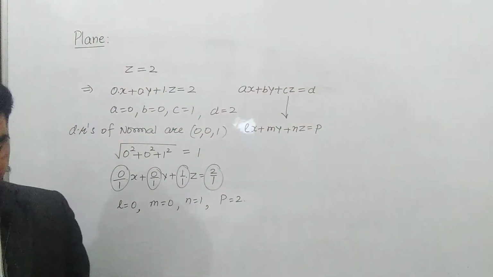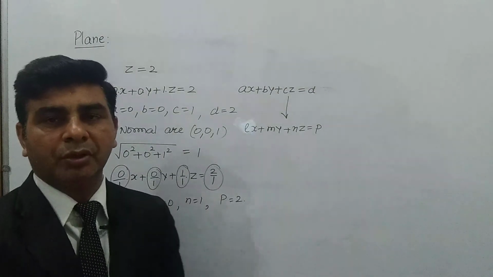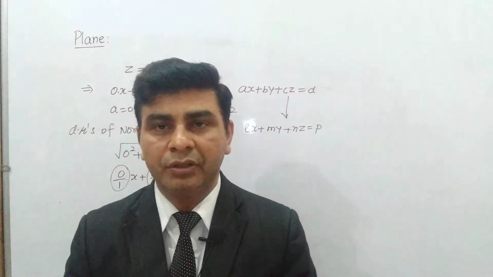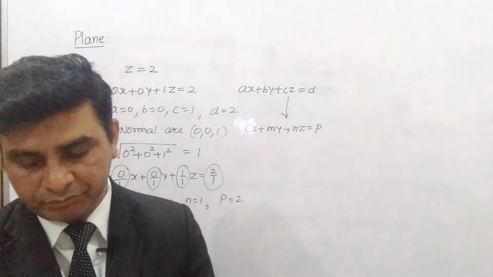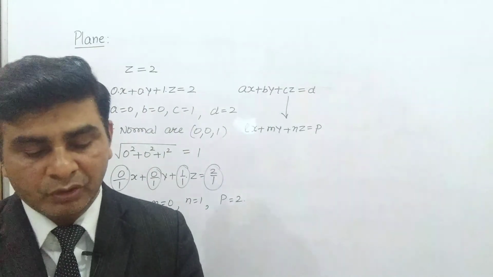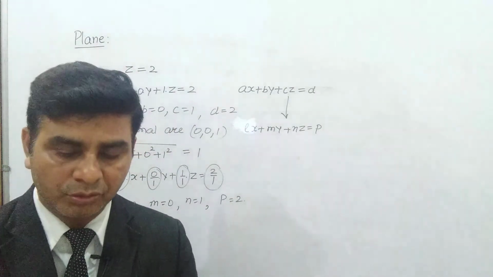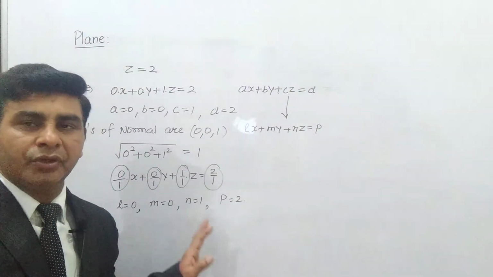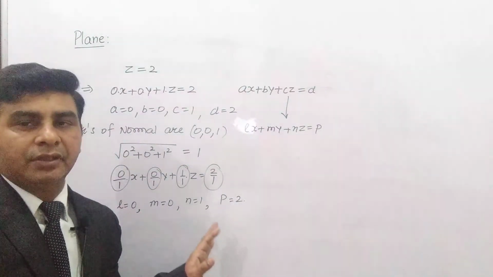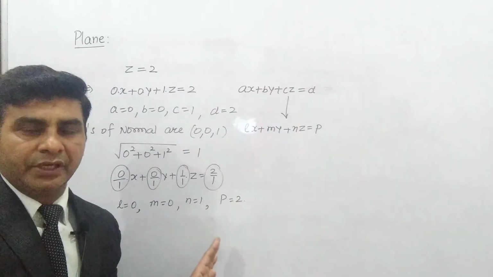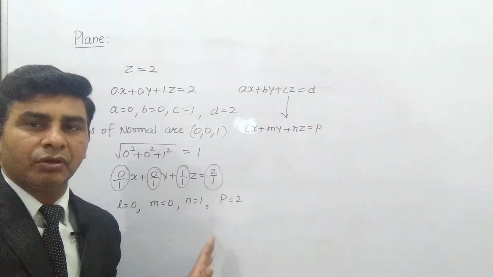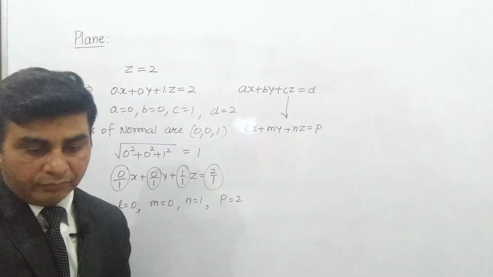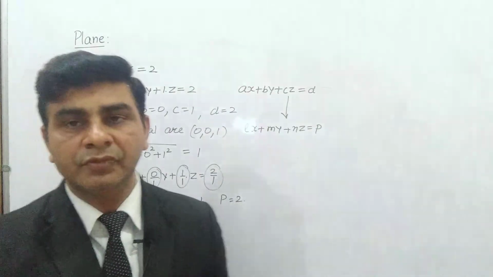So in this way we can do the other questions also. From question number 1 we have four parts, so we can do the other 3 parts also in the same manner. We will divide the whole equation by the magnitude of the normal vector and the coefficients of x, y, z. After that we will get the direction cosines. Now let's see the question number 2.